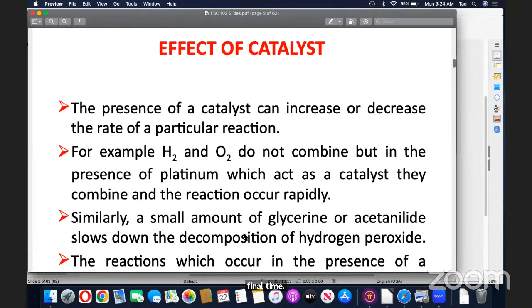Then there's another factor that also contributes, that is the catalyst. We have the effect of catalyst. Because remember, we already spoke about the nature of the reactant, pressure, concentration, temperature, and now we are talking about catalyst. Now, the effect of a catalyst can increase or decrease the rate because there are catalysts that are actually used to slow down the rate of reaction. They are used to inhibit the rate of reaction. So the presence of a catalyst can increase or decrease the rate of a particular reaction.